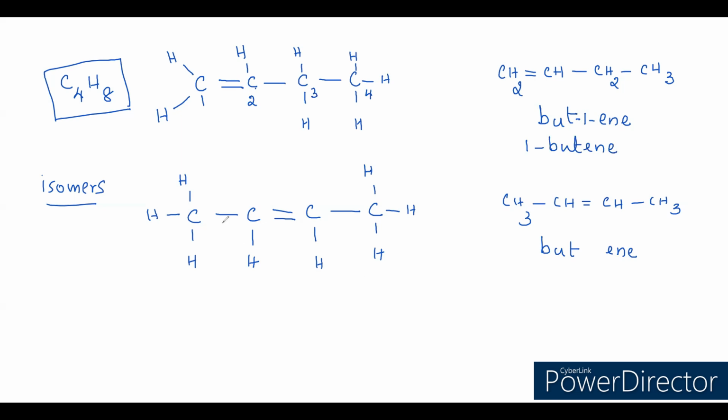For the second example, number it in such a way that the double bond gets the lowest position. But fortunately here, whether you move from left to right or right to left, your double bond is between carbon 2 and 3. Therefore, again, the smallest number is to be picked: but-2-ene or 2-butene. Okay, but-2-ene or 2-butene.